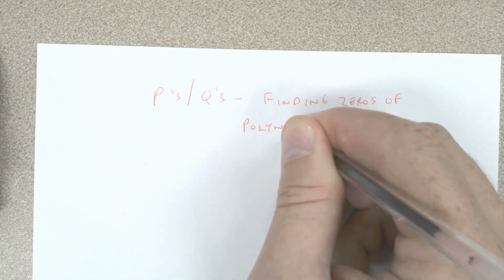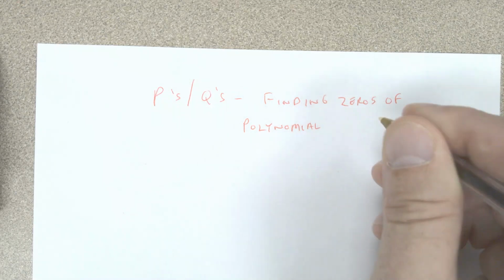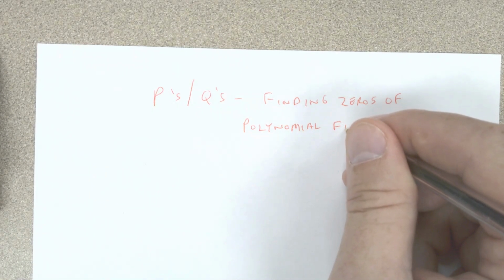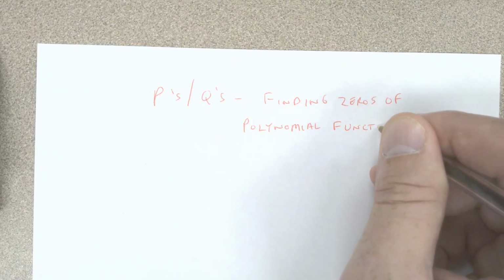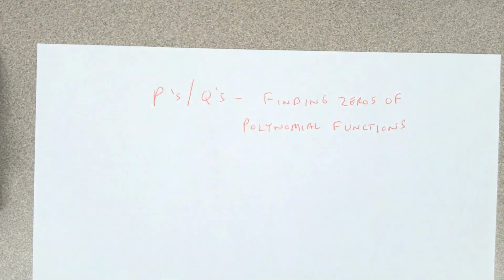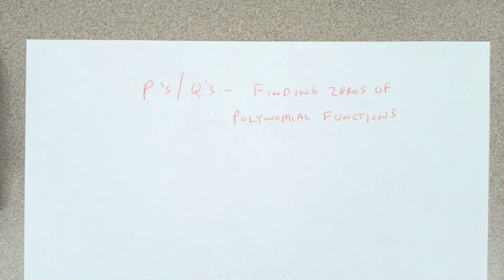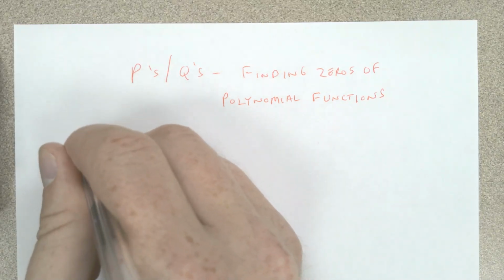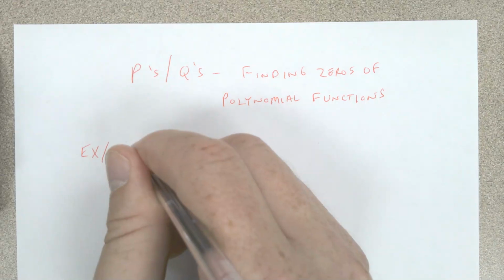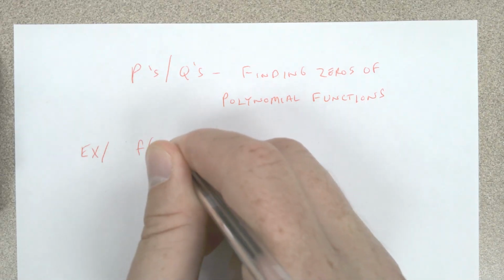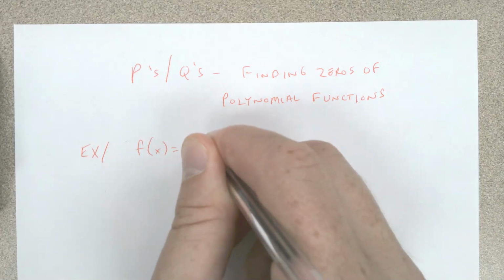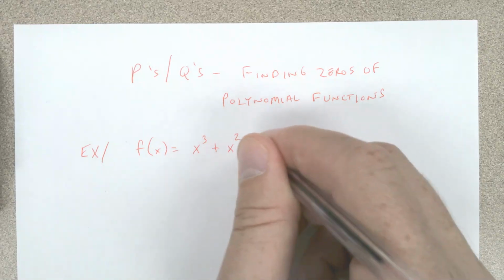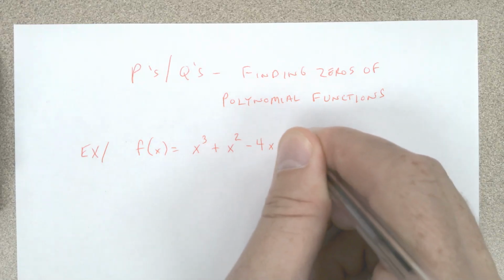Now, we already know how to find the zeros when it is a quadratic, by either using the quadratic formula or by factoring. On these polynomial functions, that's not possible because our exponent is of higher degree than 2. So let's say we have the following: x to the third plus x squared minus 4x minus 4.